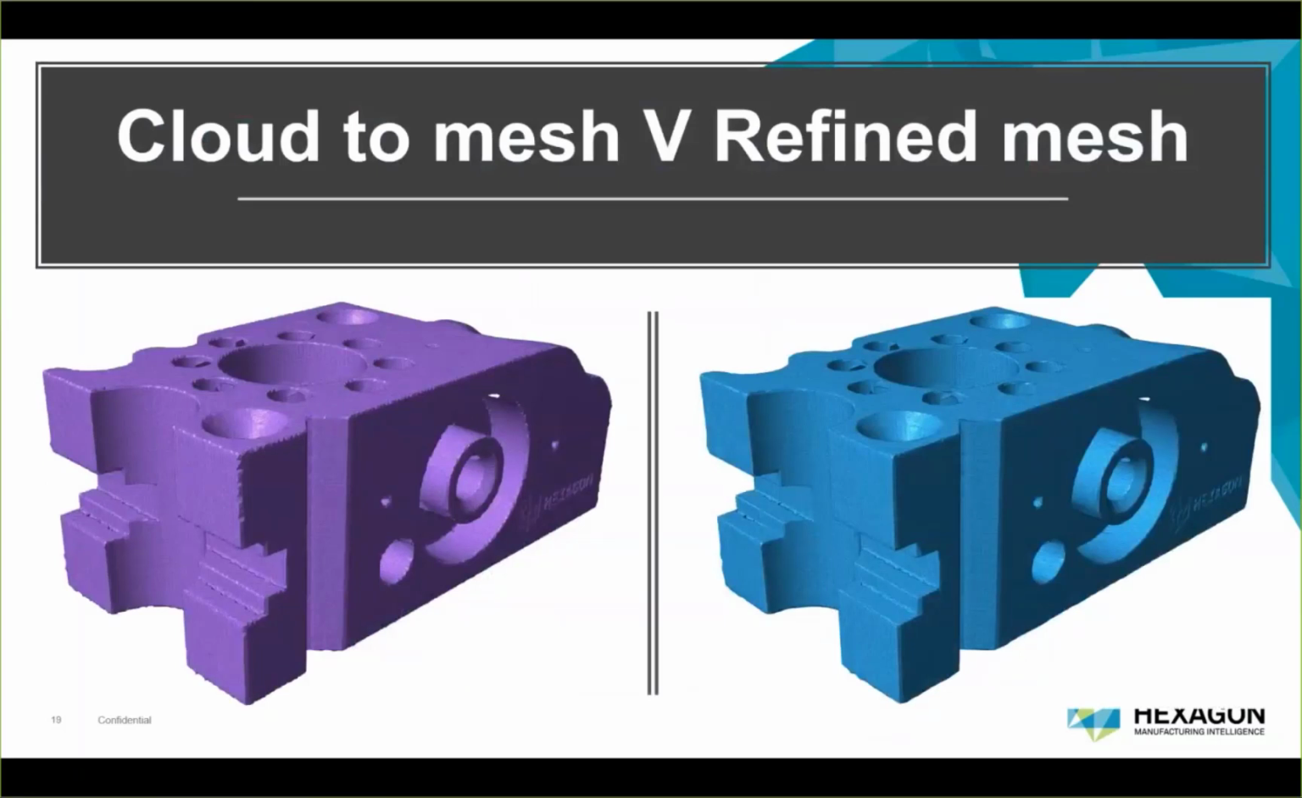So just having a quick look here, on the left, the purple is the output from the cloud to mesh, and on the right is a refined mesh. So it's just tidied up and sharpened up the corners and the edges.